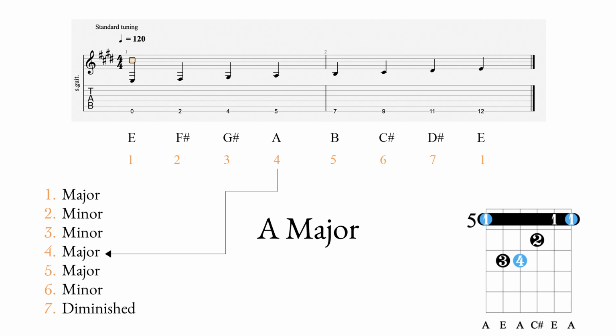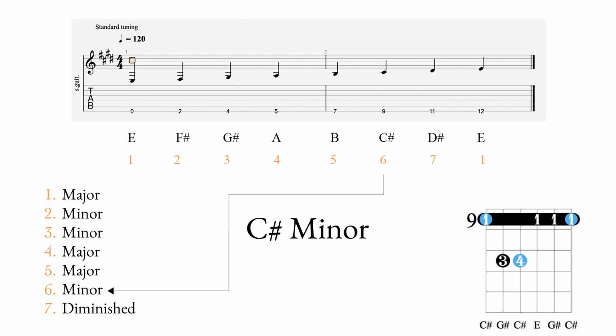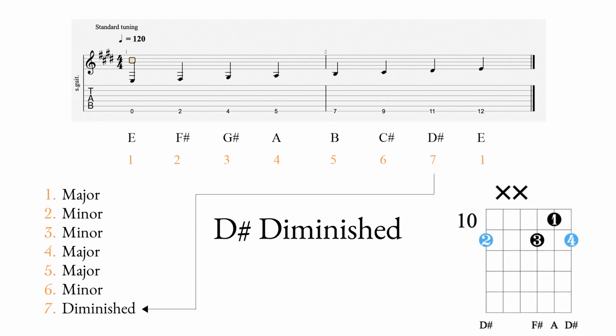5 would be major, so that would be B major. 6 would be minor, and that's C sharp, so that would be C sharp minor. And 7 would be diminished, so that's D sharp diminished. I'm using this shape for the diminished chord, but there's not that many good shapes to play diminished chord, so if you find a different one to use, you can use that instead. And these are the basic minor, major, and diminished chords in the key of E.